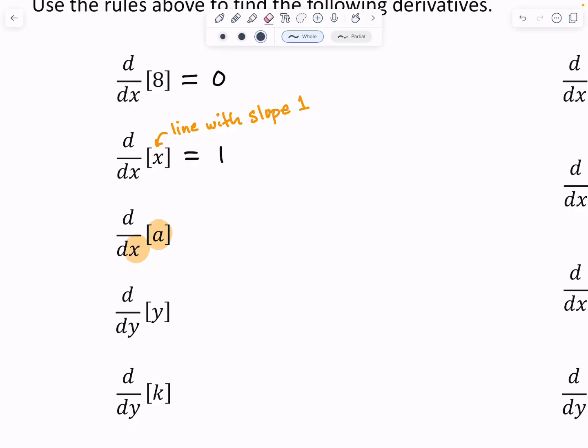Now, unless otherwise specified, we will assume that that different letter a is constant. So if you differentiate a constant, you will get 0.